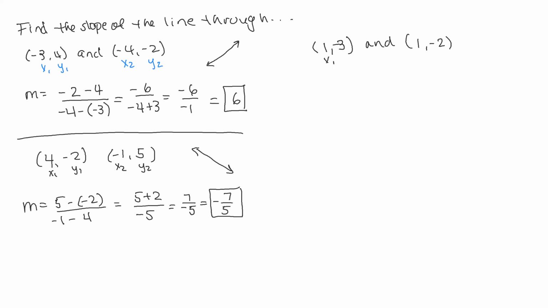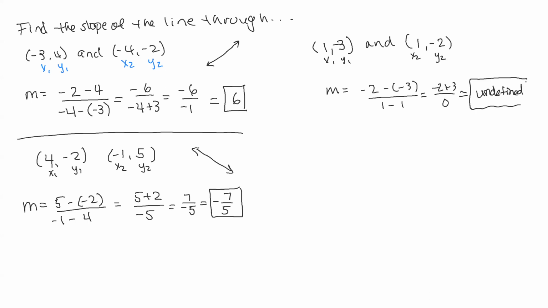So same thing, x1, y1, x2, y2. M equals -2 minus -3 over 1 minus 1. Well, -2 minus -3 is -2 plus 3, but then the denominator is 0. So when the denominator is 0, it doesn't matter what the numerator is. You cannot divide by 0. This is a situation where we have an undefined slope, okay? Slope is undefined. Notice the x values were the same. That's going to happen when you have a vertical line, okay?